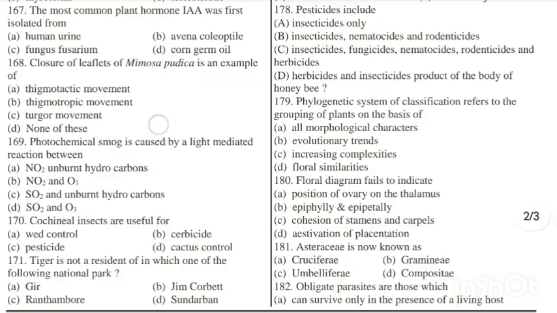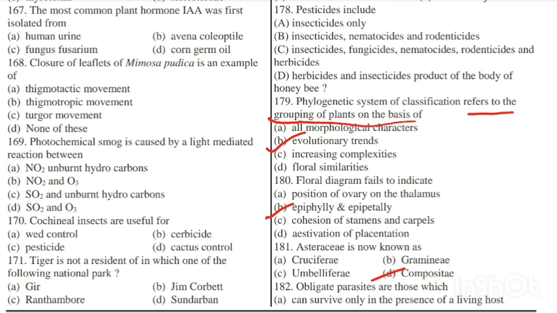Next question. Phylogenetic system of classification refers to the grouping of plants on the basis of... so the right answer is evolutionary trends. Floral diagram fails to indicate epiphylly and epipetaly. Asteraceae is now known as composite. Actually, composite is now known as... according to the new rule of ICBN, the family names would end with -aceae. So here the new name of composite is Asteraceae.